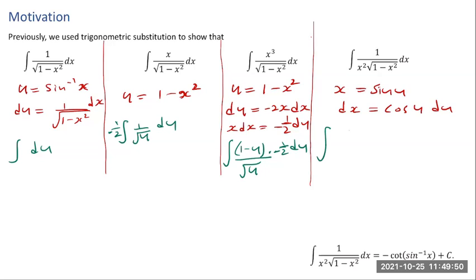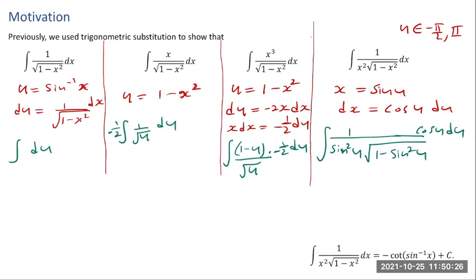Now I'm going to rearrange my original integral. This original integral becomes 1 over x squared, that is sine squared u, times square root of 1 minus x squared, that is 1 minus sine squared u, dx. My dx is cosine u du. I can put it there. Here I should have cosine u du. By the way, here for a technical reason, I am assuming that my u is between minus pi over 2 and pi over 2. You will understand why I am assuming that when we go through it next. Okay.